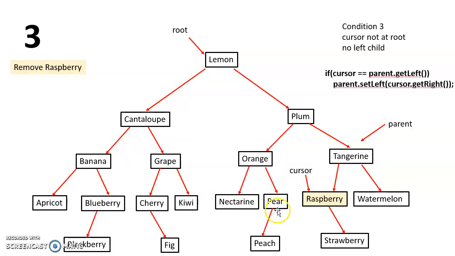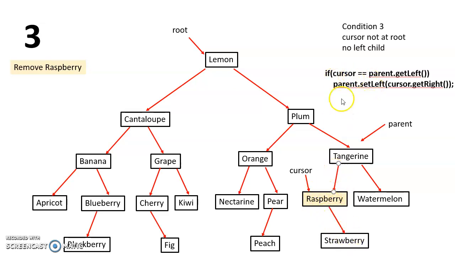Well, in this one right here, in other words, cursor here, this is the node we want to remove. And so what we want to do is take the parent. In this case, we particularly want to take the left, and we want to change it to say that it's now going to be to the right of cursor because there's something there.